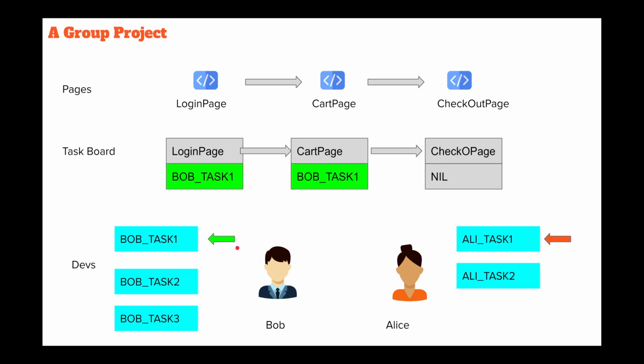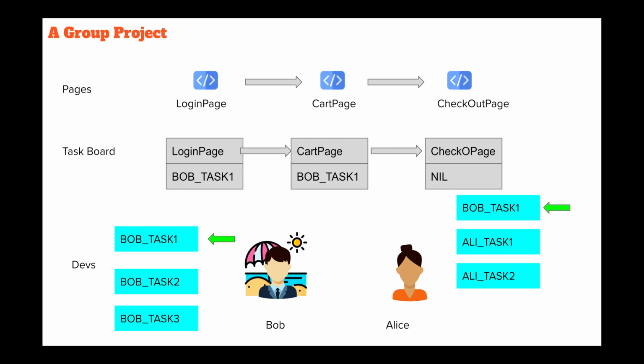So let Bob start first, and Bob marked the login and cart pages, and after marking them his process got halted. Say for example he went on a vacation or something. Now Alice wants to work on the login page, but Alice sees that Bob is already working on it, but Bob has not completed the work. So what Alice would do is complete Bob's task, and Alice would update both the login and cart pages by doing Bob's task 1.